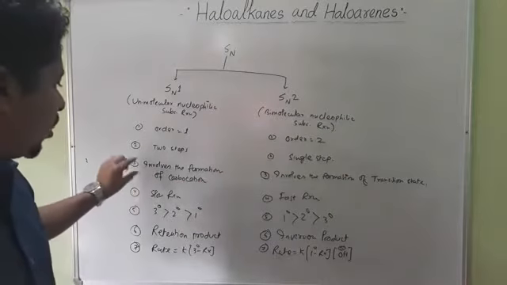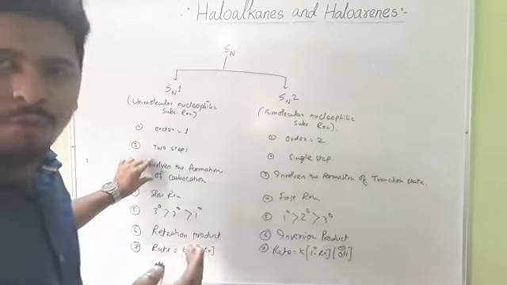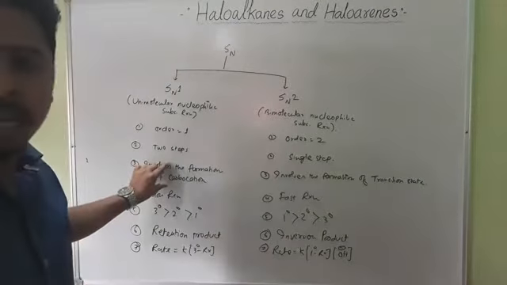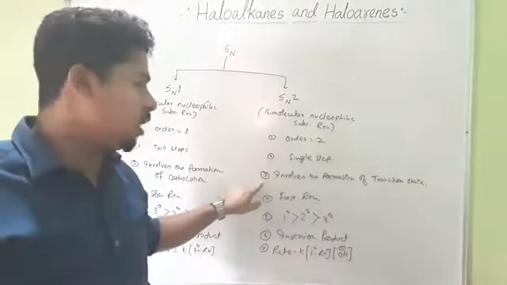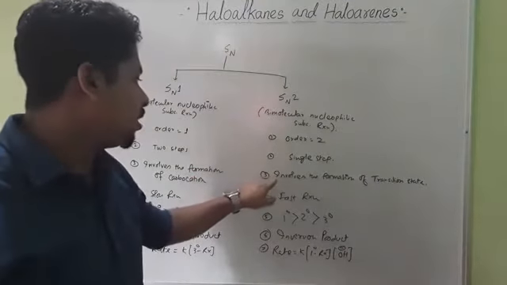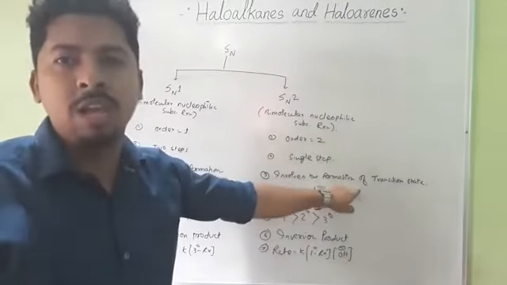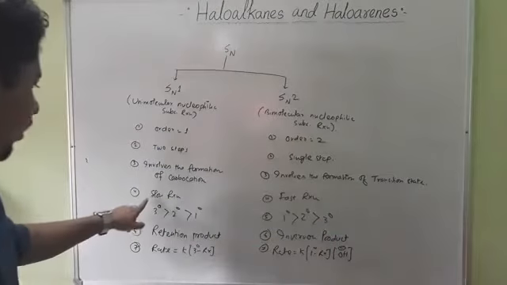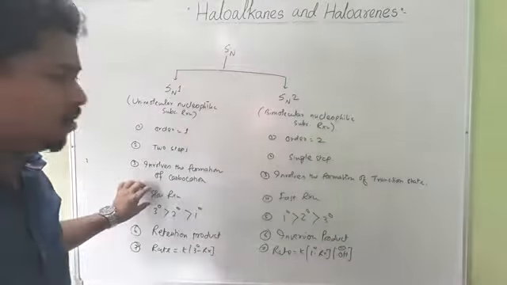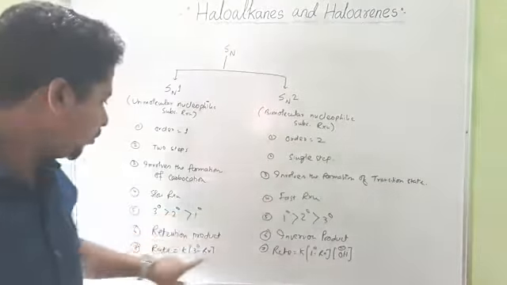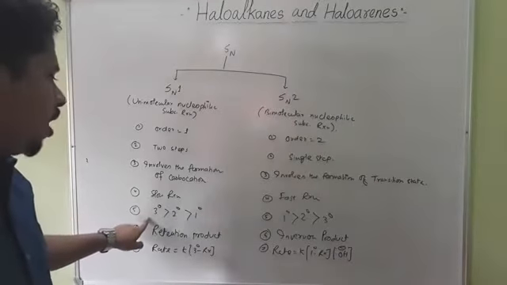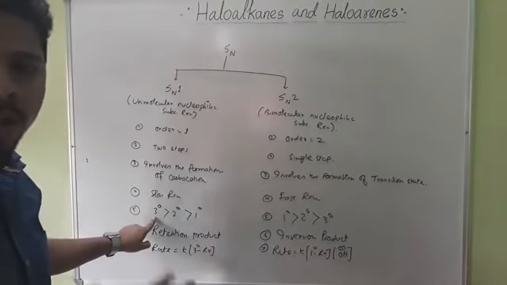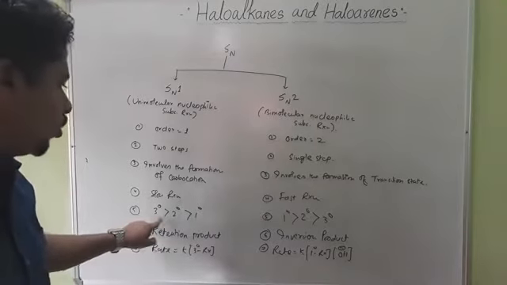SN1 involves the formation of carbocation. The first step is the formation of carbocation, and after that nucleophilic attack takes place. But in SN2, it occurs in a single step and involves the formation of a transition state. Only a transition state will form, and after that the product will be formed. SN1 is comparatively a slow reaction and SN2 is a fast reaction. In SN1, the reactivity of the 3 degree haloalkane is more than 2 degree, then 1 degree.